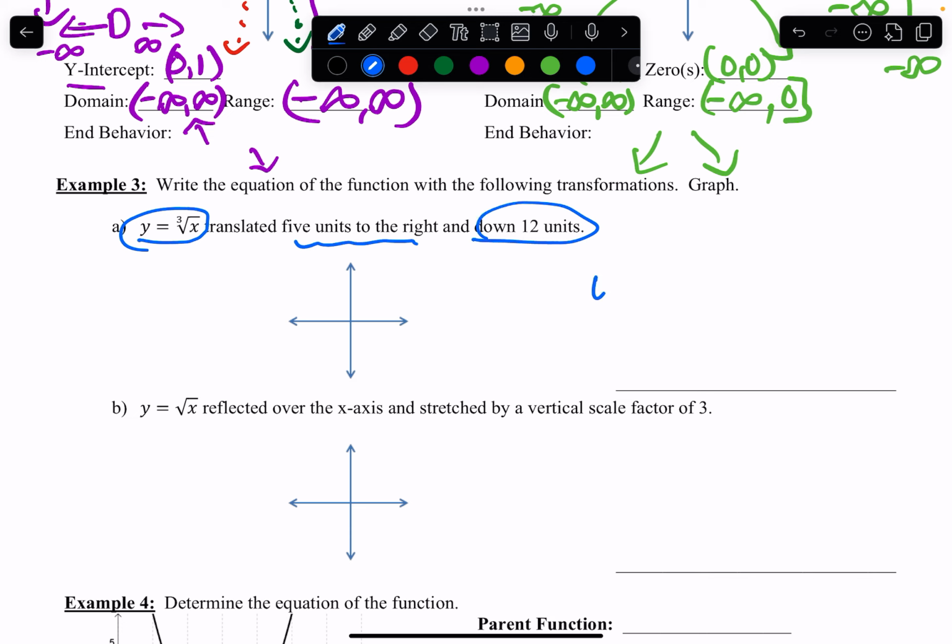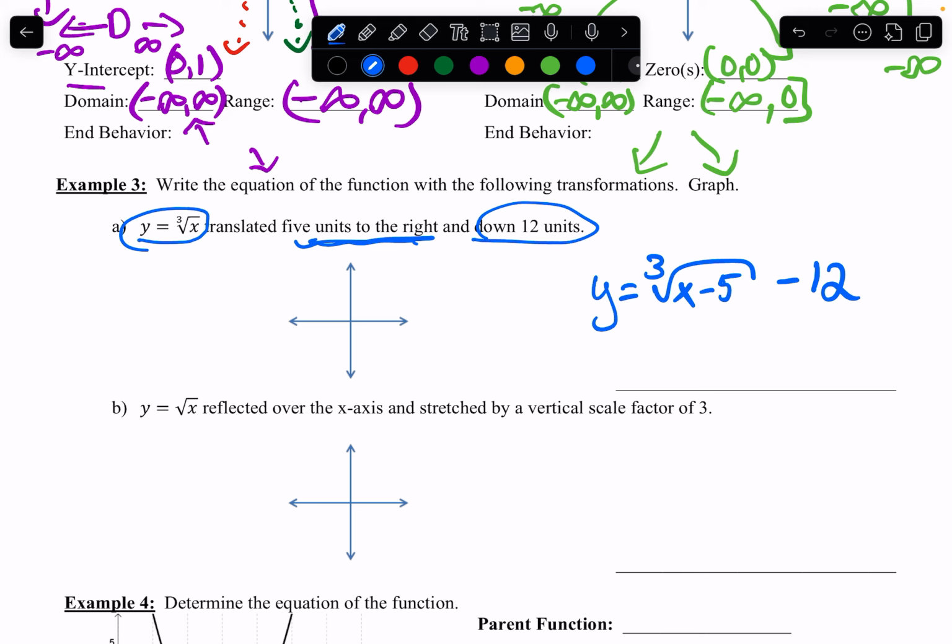Okay, so y equals cube root. Now, x is under the cube root. This 5 units to the right is under that cube root as well because it belongs to the x. We're going to the right. Remember, this is the one where we use the other sign. We usually think about going to the right as plus. It's going to be a minus 5. And then we are going down, so we're subtracting 12 from that cube root.